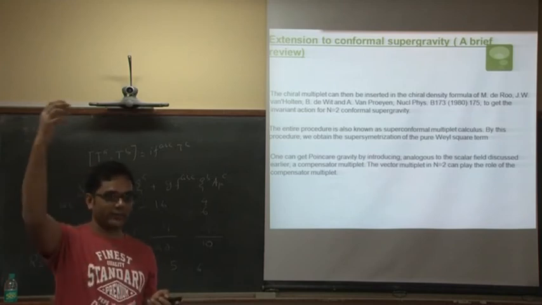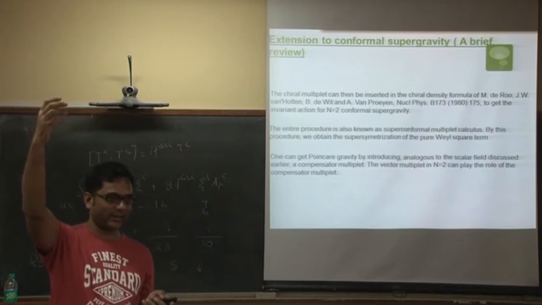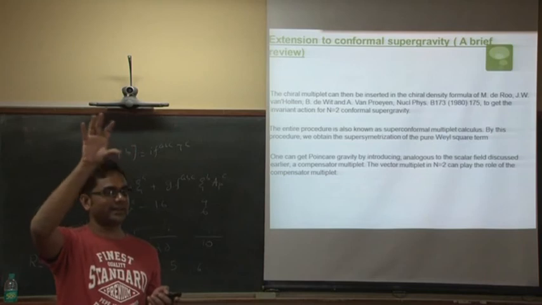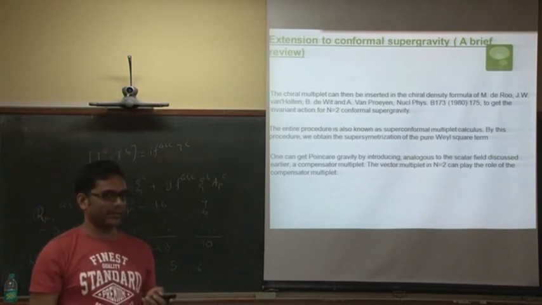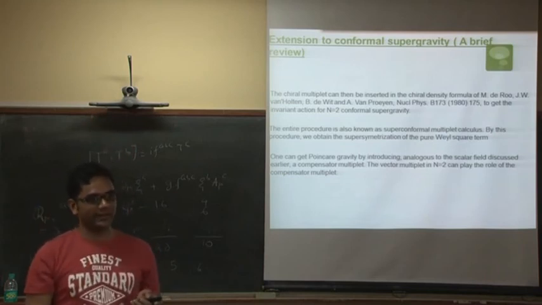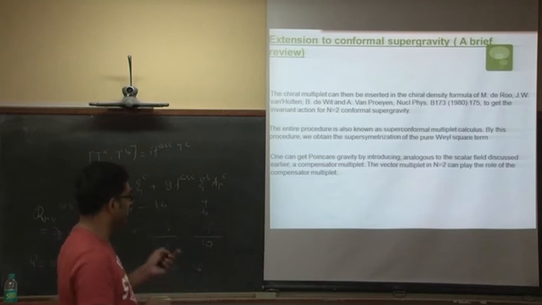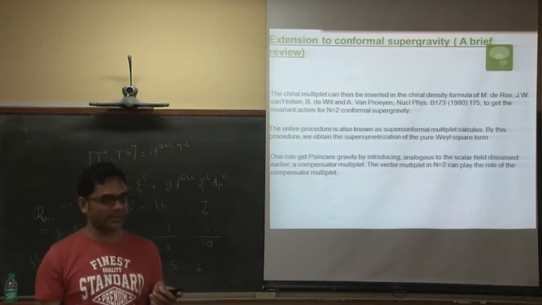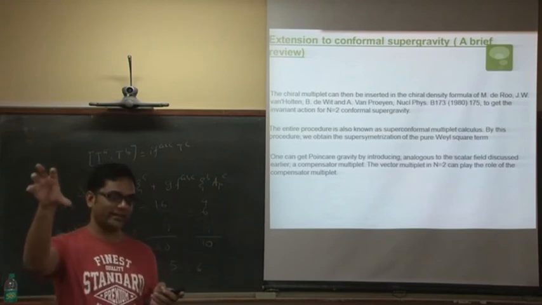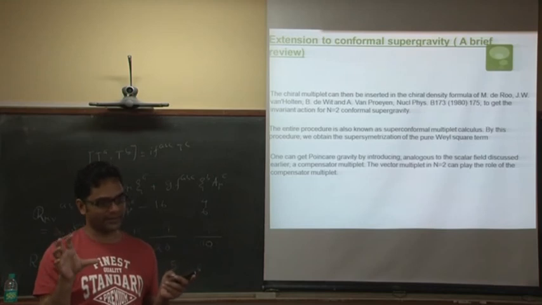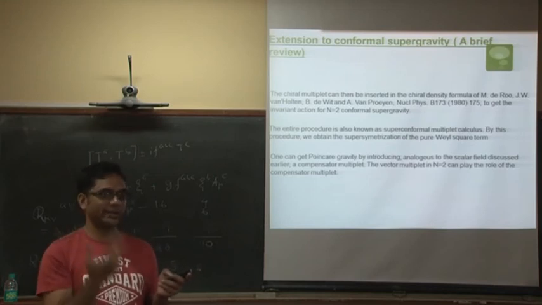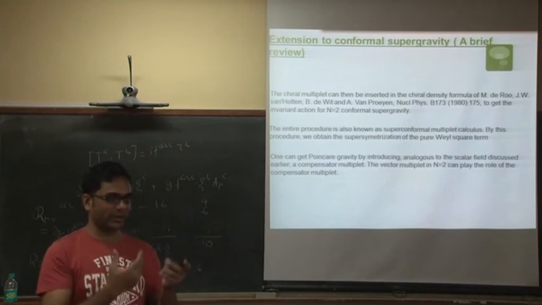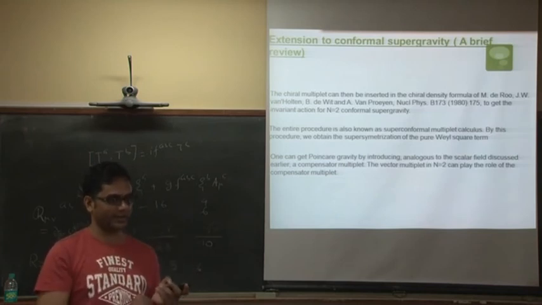We had this real scalar field in the case of pure gravity without any supersymmetry. Here we are replacing that scalar field by a vector multiplet. Again, we use this whole procedure of superconformal multiplet calculus. We can write the vector multiplet as a chiral multiplet, and we put that in the chiral density formula, and we get an action for the vector multiplet. So one of the vector multiplets you can use as a compensator to come down from conformal to Poincare gravity.